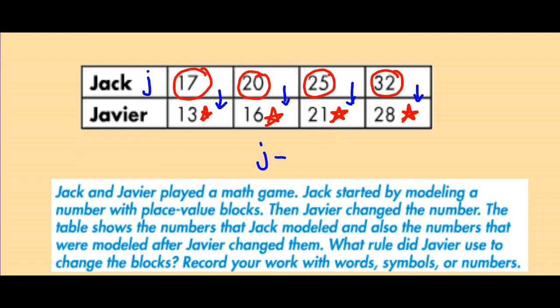And our pattern has to be consistent from the beginning variable to the ending amount. So the number that I'm coming up with is 4. Every number that Jack had to Javier's is 4 less. So to get Javier's amount, we have to take Jack's number and subtract 4 to get that.